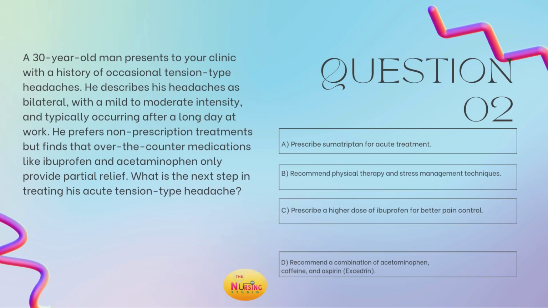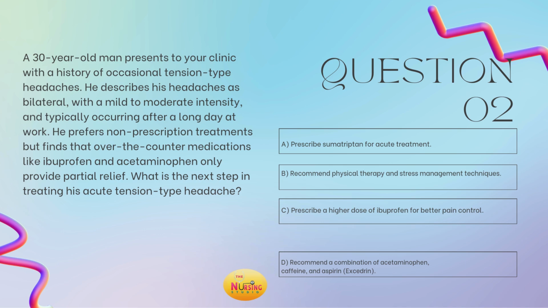Question number two. A 30-year-old man presents to your clinic with a history of occasional tension type headaches. He describes his headaches as bilateral with a mild to moderate intensity and typically occurring after a long day at work. He prefers non prescription treatments, but finds that over the counter medications like ibuprofen and acetaminophen only provide partial relief. What is the next step in treating his acute tension type headaches? Is it A, to prescribe sumatriptan for acute treatment? B, recommend physical therapy and stress management techniques?